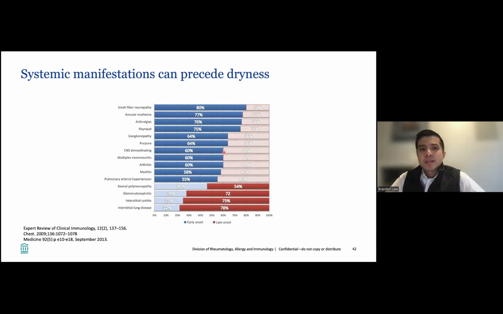The other thing I wanted to emphasize here is that sometimes systemic manifestations, meaning things like rash or arthritis or neurologic involvement, can actually precede dryness findings, either subjectively or objectively. Here's a clinical study that looked at this, showing the proportion of patients that fall into these categories. These blue categories really showed early onset of, let's say, small fiber neuropathy in 80% of cases that preceded dryness. So sometimes the dryness findings lag behind, and a patient could have Sjögren's but not have prominent dryness. If you anchor onto dryness too much, you could actually miss a diagnosis of Sjögren's, just to make things a little more complicated.